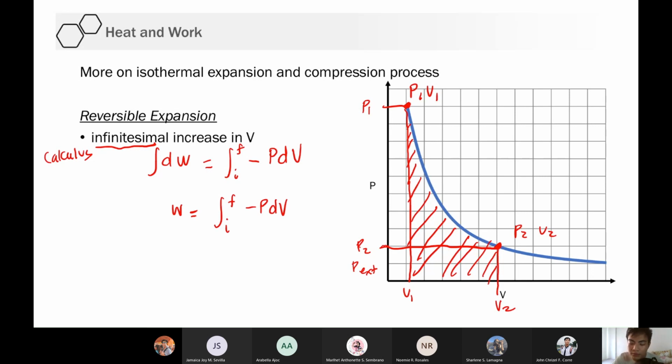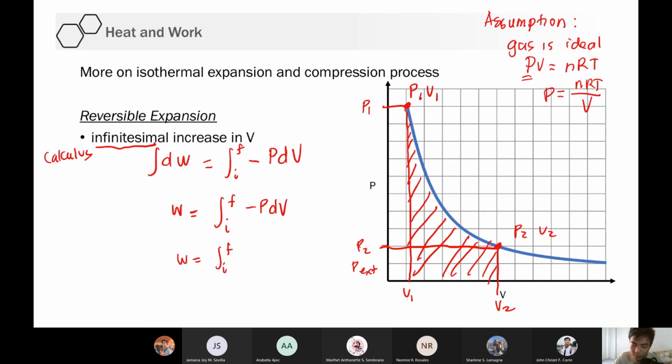So, ganito. Kapag reversible expansion, there is an assumption. Okay. Ano yung assumption natin? That the gas is ideal. We are assuming that the gas is ideal, meaning it follows the ideal gas equation. Okay, PV equals nRT. To solve for the pressure, that's P equals nRT over V. Plug in natin yun. Negative nRT over V dV.